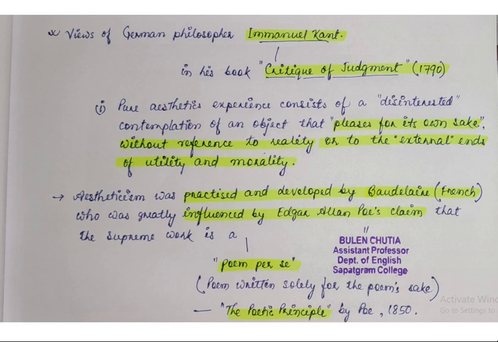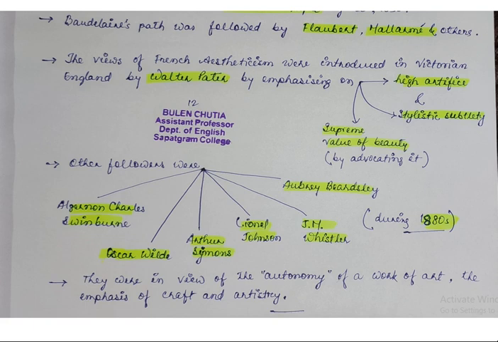I think you have understood. Baudelaire's path was followed by two other most important writers. One is Flaubert and another is Mallarmé. You have to remember that. That is, in France, Baudelaire, Flaubert and Mallarmé were the followers of aestheticism.